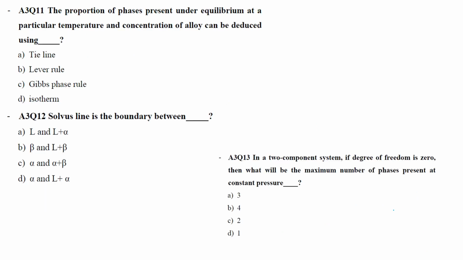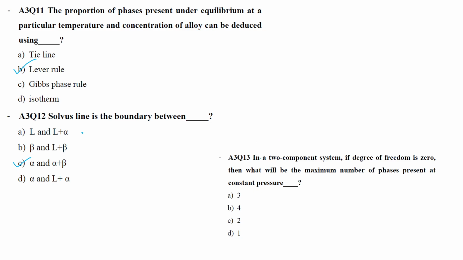Now let us go for the next question. The proportion of phases present under equilibrium at a particular temperature and concentration of alloy can be deduced using which rule? Lever rule. That is a very straightforward question. Now the next one is also very straightforward. Solvus line is the boundary between, option C, alpha and alpha plus beta.